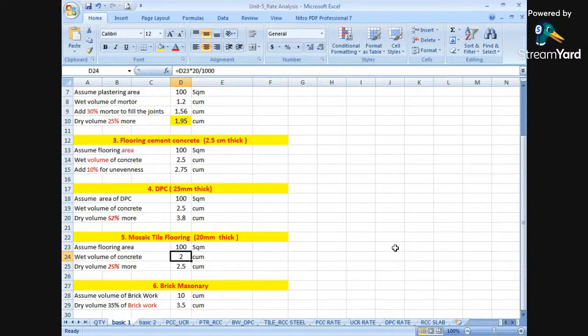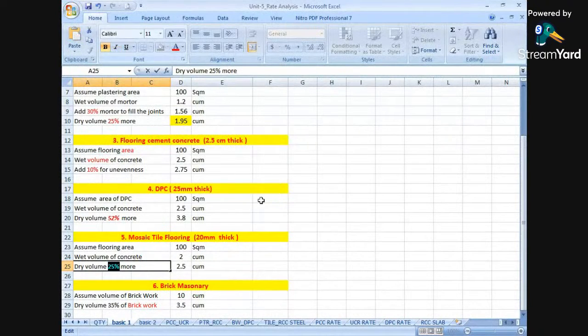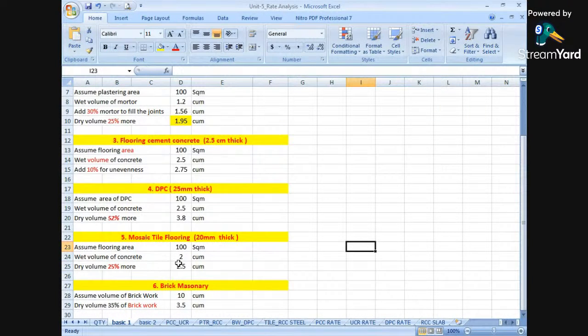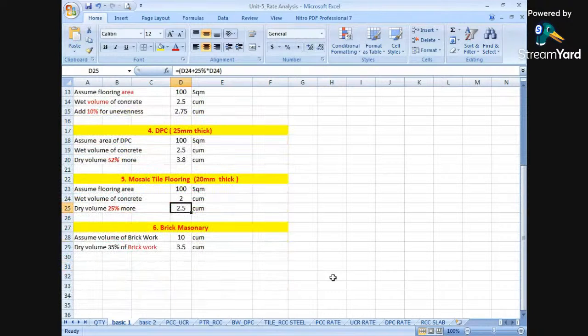Again, for filling uneven surfaces and for extra material required for this mosaic type flooring, here we require 25% more. So 25% more of 2, that is 2 plus 25% of 2, comes to be 2.5 cubic meters.